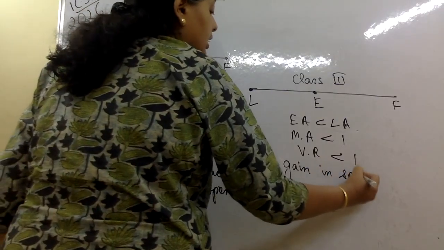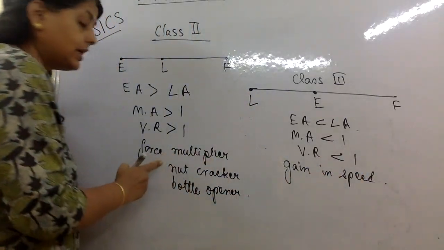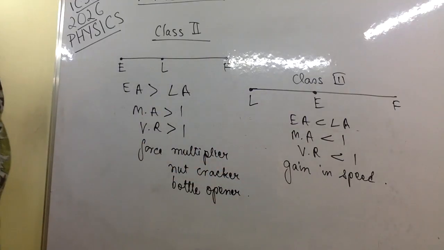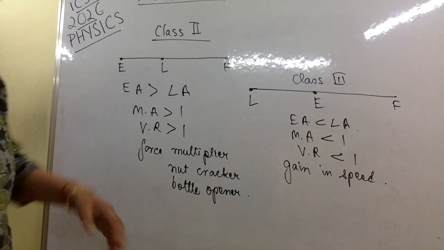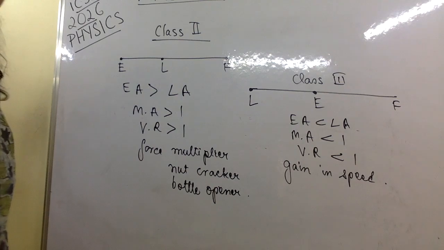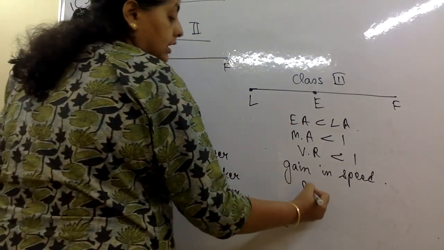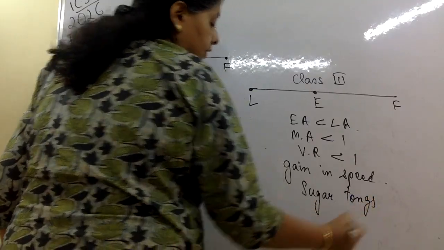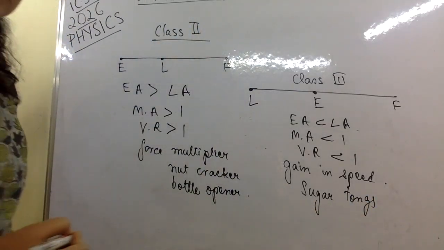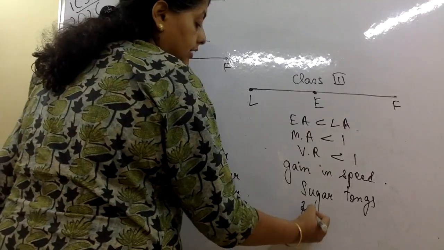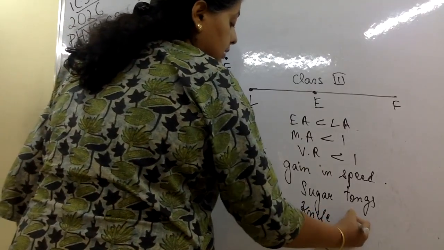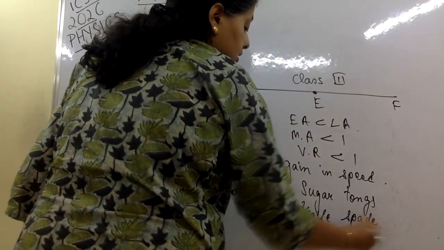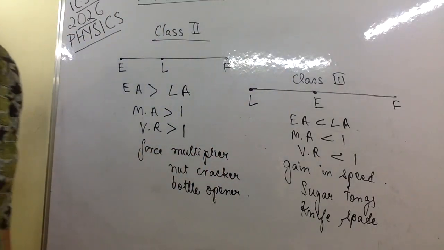Now this is what you have to start remembering, where it is force multiplier, where it is gain in speed. All class 3 levers are gain in speed, like sugar tongs. Example, sugar tongs, or even knife, knives or spades. These are examples of class 3 type of lever.